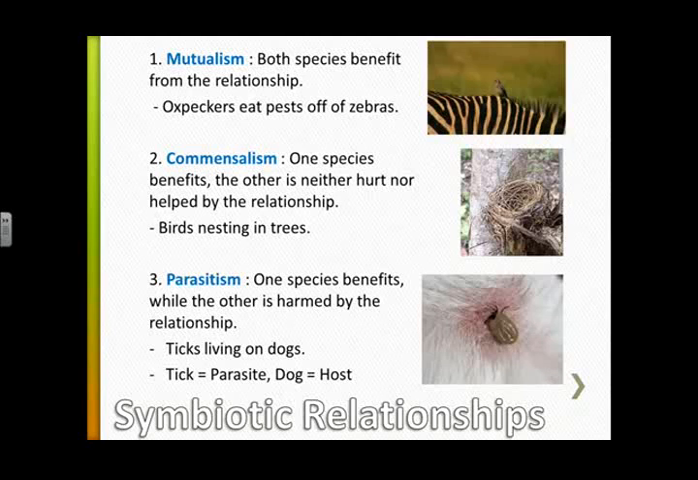Parasitism, one species benefits while the other is harmed. Ticks living on dogs is a great example. That's why you give your dog flea and tick medicine. The tick is a parasite, the dog is a host, and so that relationship is parasitism.